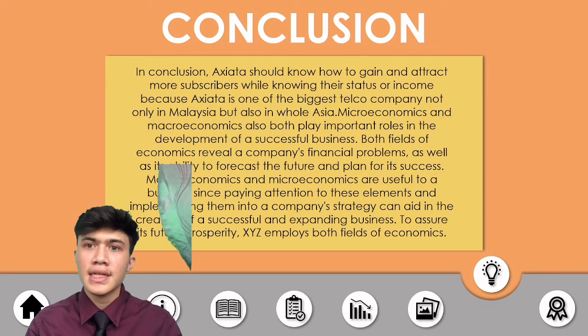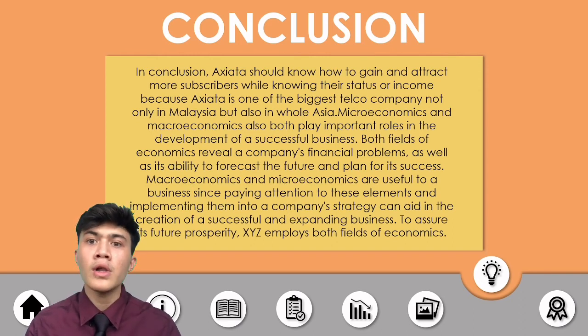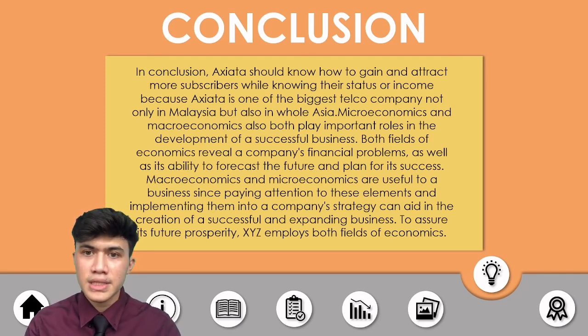In conclusion, Axiata should know how to gain and attract more subscribers while knowing their status or income, because Axiata is one of the biggest telco companies not only in Malaysia but also in the whole of Asia. Microeconomics and macroeconomics both play important roles in the development of a successful business. Both fields of economics reveal a company's financial problems as well as its ability to forecast the future and plan for its success. Macroeconomics and microeconomics are useful to a business since paying attention to these elements and implementing them into a company's strategy can aid in the creation of a successful and expanding business.